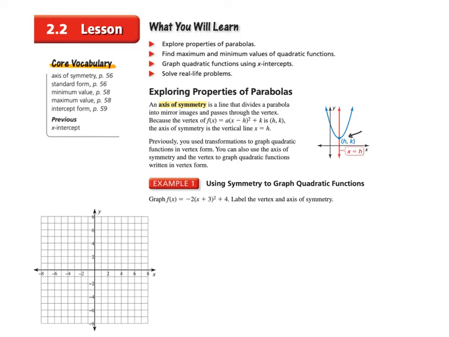The vertex form, if you remember, is a times x minus h squared plus k, and (h, k) is the vertex. And the axis of symmetry goes right through there. So we're going to use that to graph parabolas. Let's look at example 1. Using symmetry to graph quadratic functions.